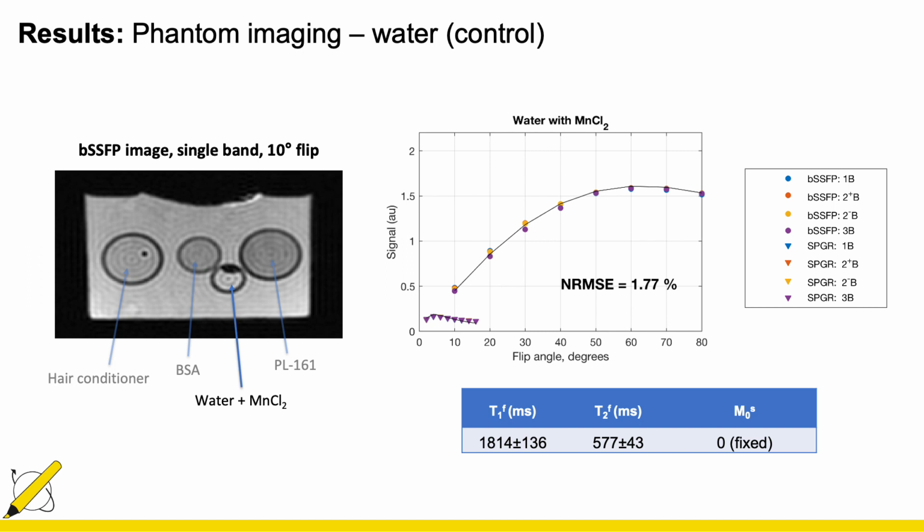This is a control, showing that in this case you can fairly well describe the curves only with a T1 and a T2 and an overall amplitude. And this is because this really doesn't have any MT effect. So the different types of multiband pulse don't affect the water sample differently from each other.